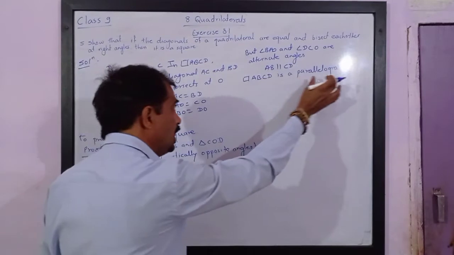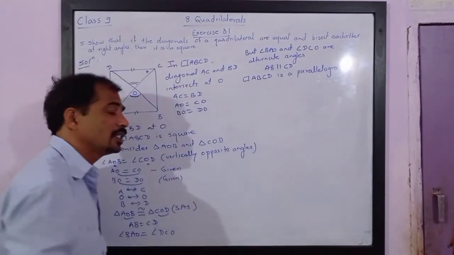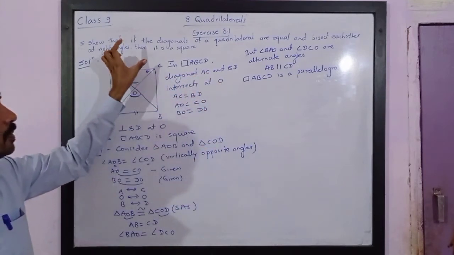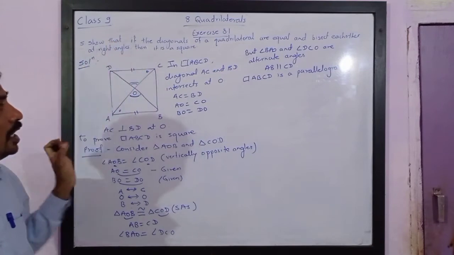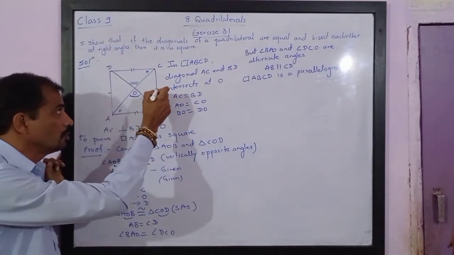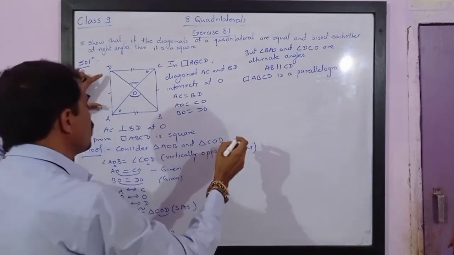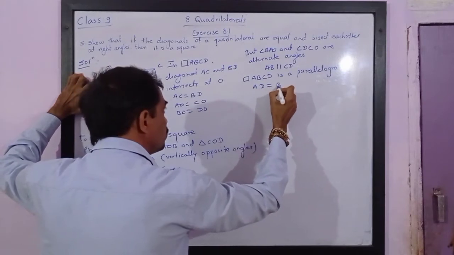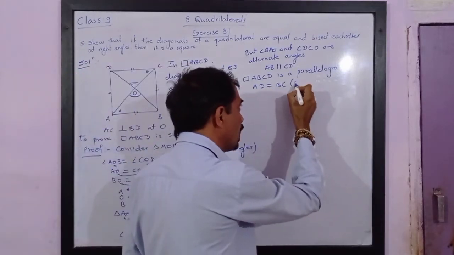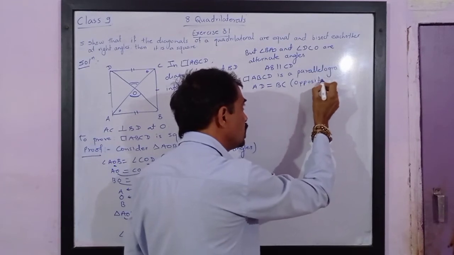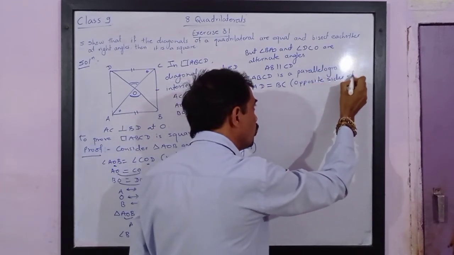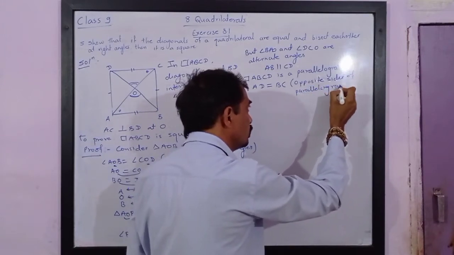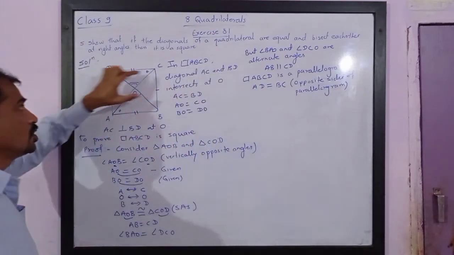Let us see how it can be proved. Now, as ABCD is a parallelogram, its opposite sides are equal as well as parallel. Since we have said AB equals CD, I have got AD equals BC. These two sides are also equal. Since they are opposite sides, they must be equal. Therefore, AD equals BC. Reason: opposite sides of a parallelogram are equal. Now I have got AD equals BC.